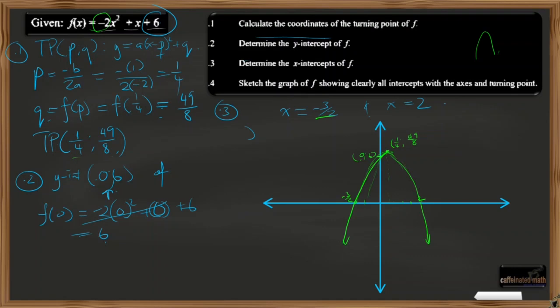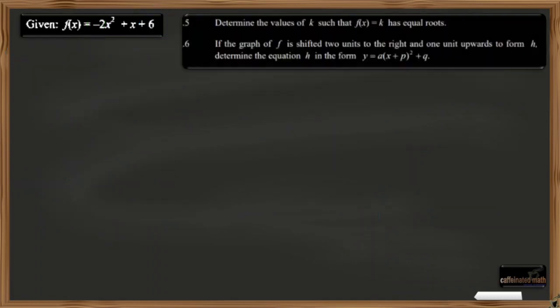That's about as good as that gets. Turning point marked, y-intercept, and the values of our x-intercepts neatly over there, as neatly as possible. So, the sketch of the graph is done. What else?